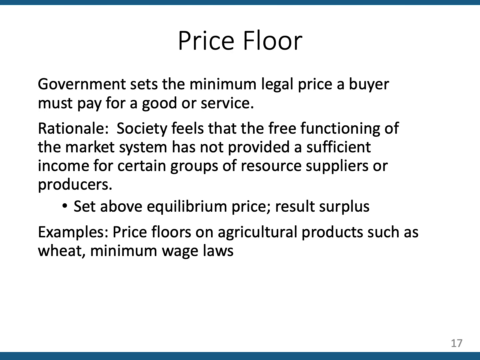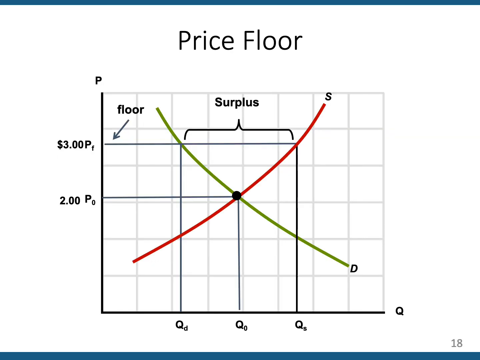But of course, this results in an imbalance as well. This is done in agricultural markets primarily, but also the minimum wage, which we'll talk about. That's a resource market. Imagine that this is the market for some agricultural product. The equilibrium price is $2 per unit. Maybe that's too low for sellers to be profitable. And so the government sets a price floor of $3 per unit. So that's an artificially high price.